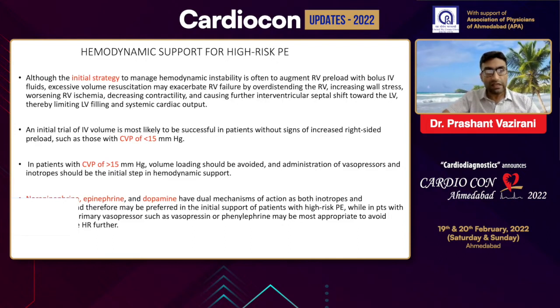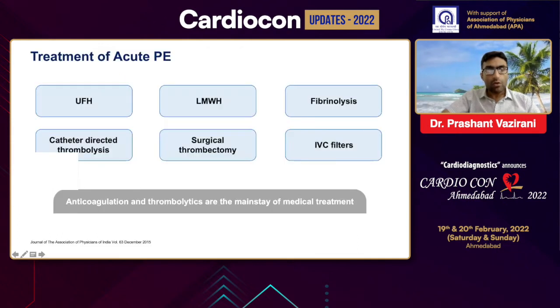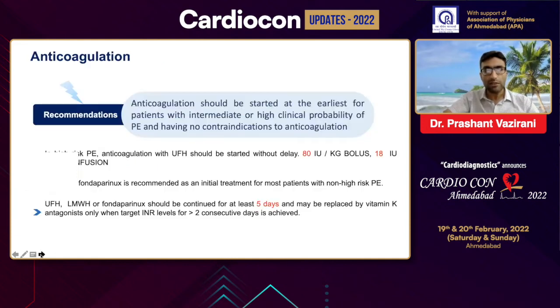While in patients with tachycardia, pure vasopressors such as vasopressin or phenylephrine may be most appropriate to avoid accelerating the heart rate further. So what is the treatment? It is heparin, unfractionated or low molecular weight, lysis, either systemic or catheter-directed, surgical embolectomy, and IVC filter. So mainly anticoagulation and thrombolytics are the mainstay of treatment in massive pulmonary embolism.